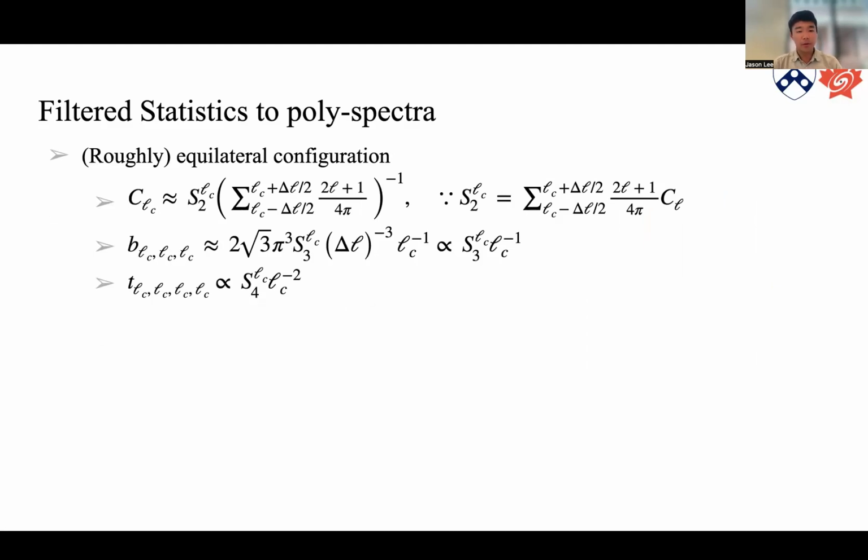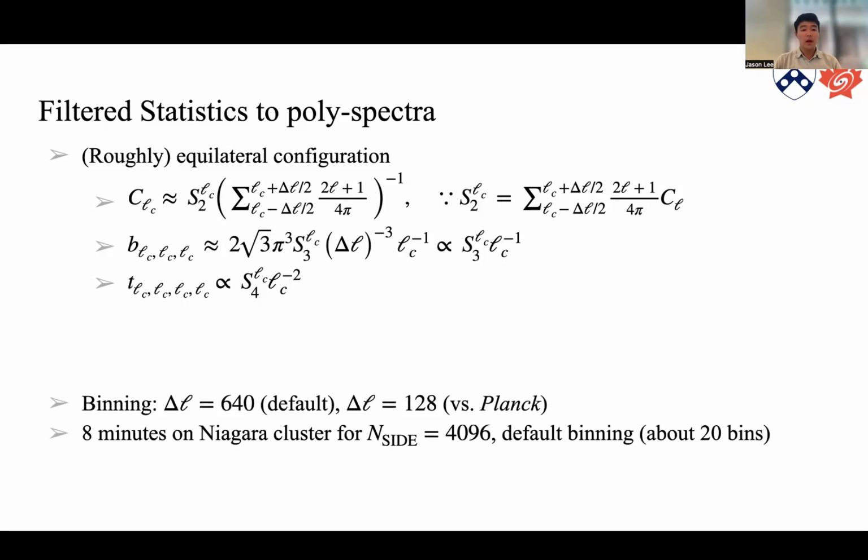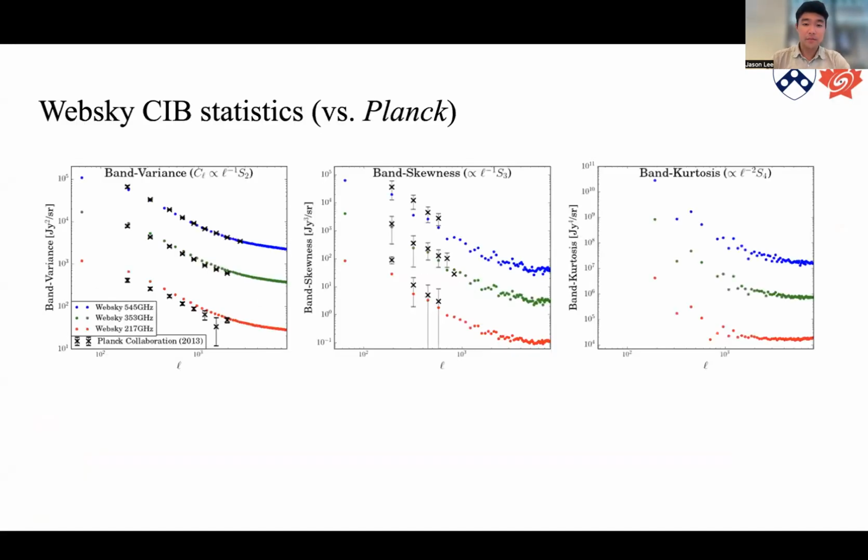For the 2-point and 3-point, the calculations are relatively straightforward. For the 3-point and 4-point, we are probing primarily the roughly equilateral configuration. The binning is as given here, and it takes about 8 minutes on the Niagara cluster to run our filtering code. Moving on to some of our results.